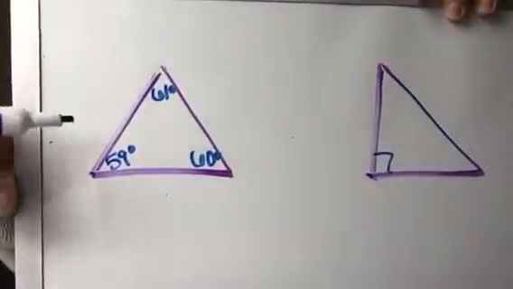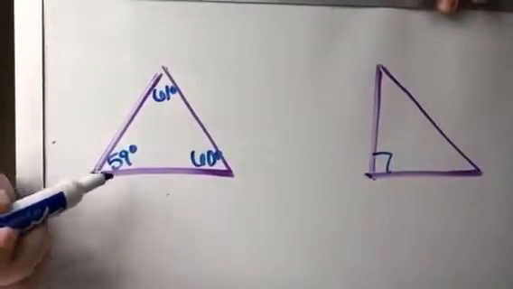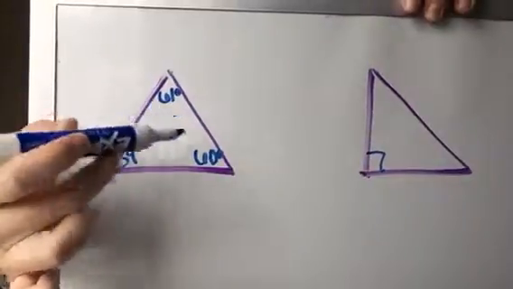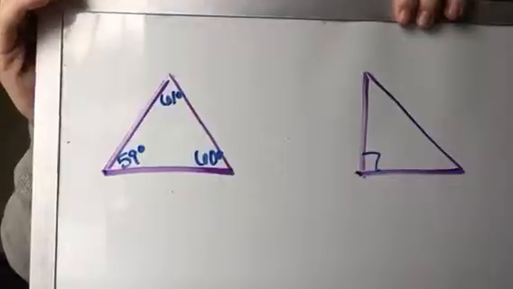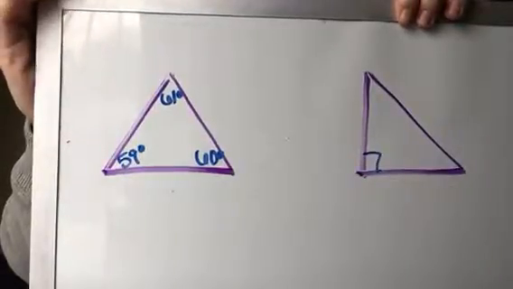The first triangle, you can see, has angles 59 degrees, 61 degrees, and 60 degrees. You notice how all three angles are less than 90 degrees. That means it is an acute triangle.